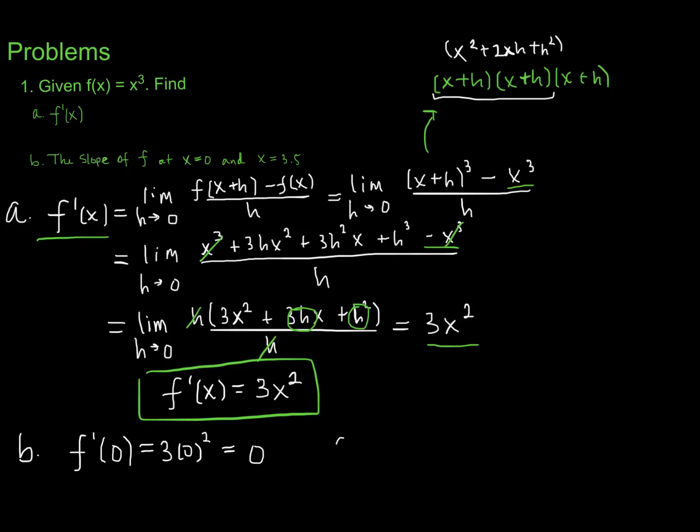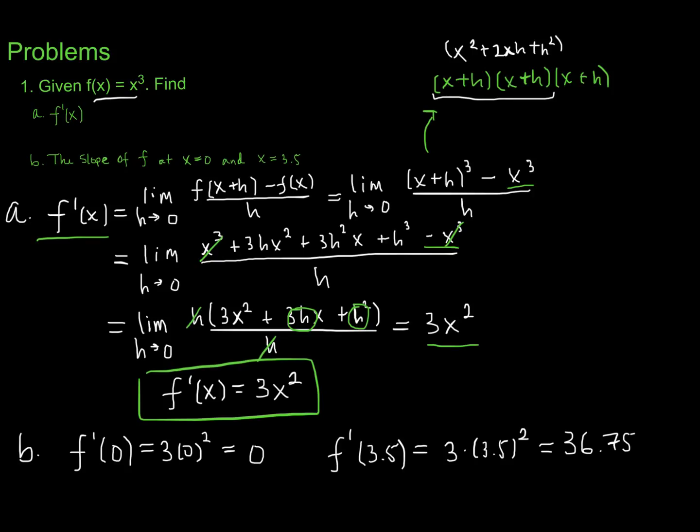I can also find the slope of the curve at 3.5. Remember, this is the slope of f, which is x cubed, 3 times 3.5 squared, and this will give me 36.75. Now, it's important to remember what it is that we found when we plug in an x value to f prime. So if you aren't confident in that, pause and think about it for a second.